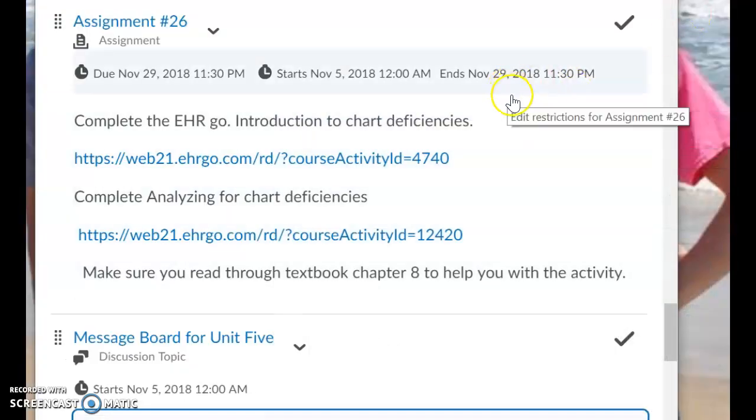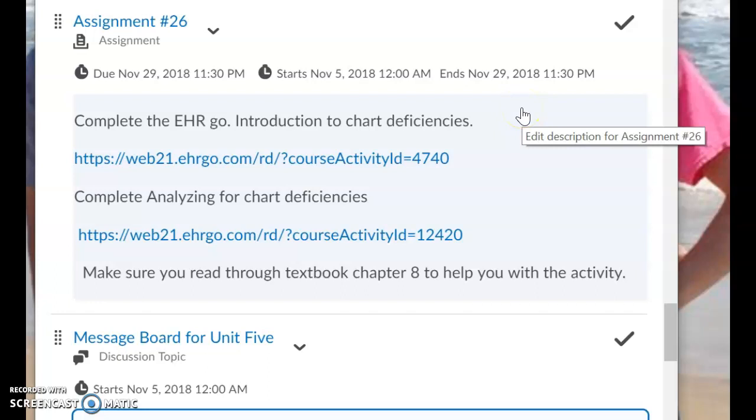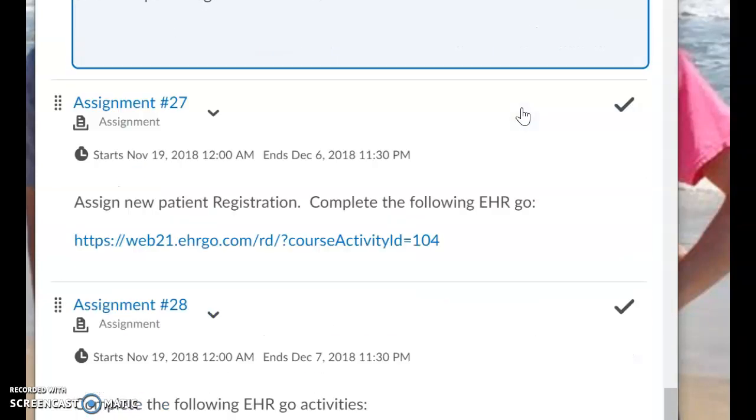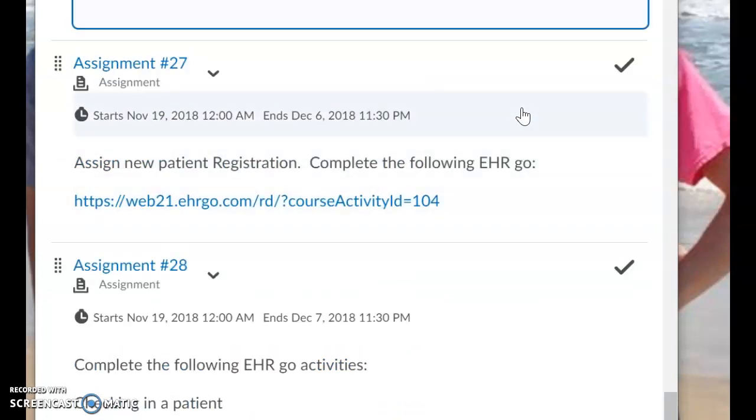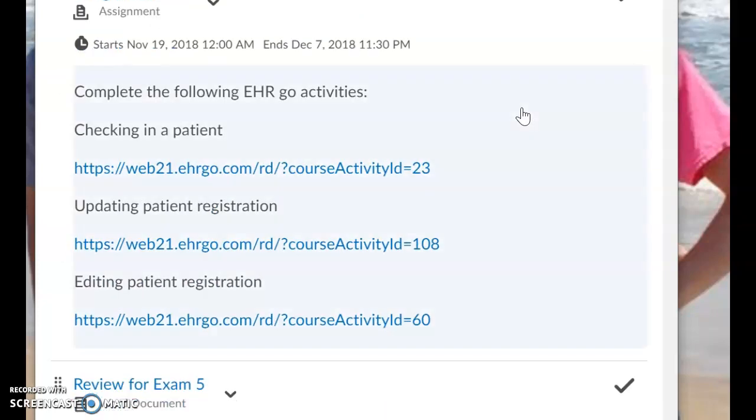Okay, so with this, we are going to this week cover EHR Go. And with the assignments with that, let's go to assignment 27. And this is assign new patient registration. I do feel it's very important for all HIM students, medical assistants, everybody to be able to know the process of a new patient registration. And then also, you're going to check a patient in, you're going to update that patient registration, and then edit it.